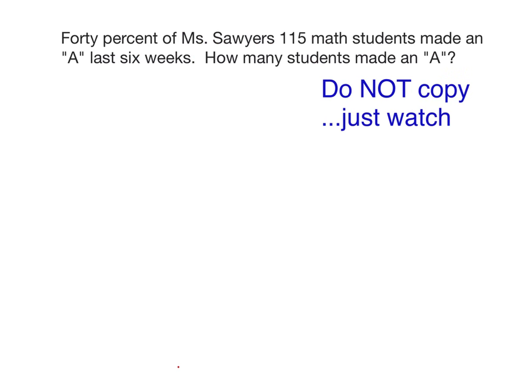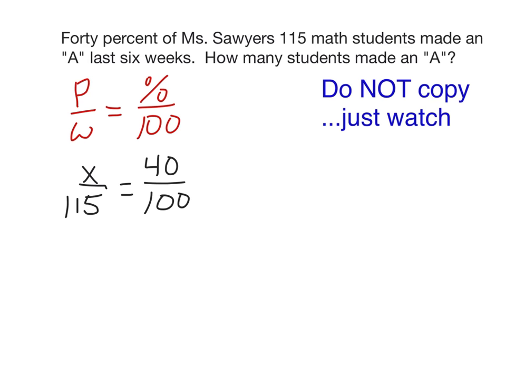We also know the total, 100% of the kids, is 115. You want to know that 40%. And then you cross multiply and solve. 100x equals 115 times 40. So let's go ahead and do that math. 115 times 40.